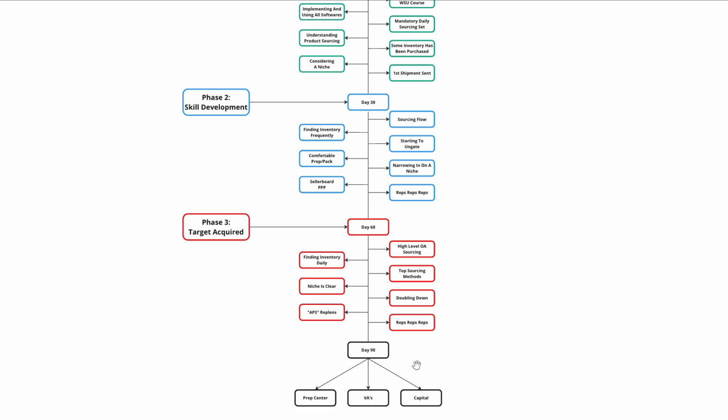Lastly, capital. This is completely my opinion. Before you start adding capital through loans, or some people take on investors, or even high limit credit cards, you need to understand what you're doing. The worst thing that you can do is start off in this business. Let's say you have a really high limit on your credit card and you're just spending tens of thousands of dollars on inventory, and you're not even good at sourcing.